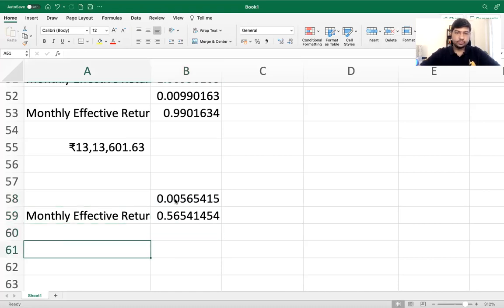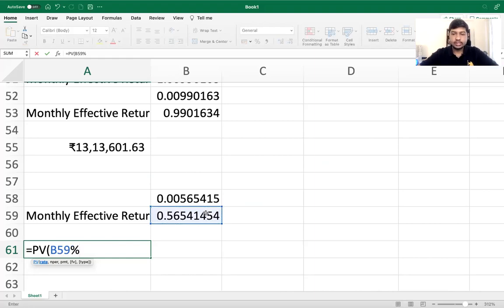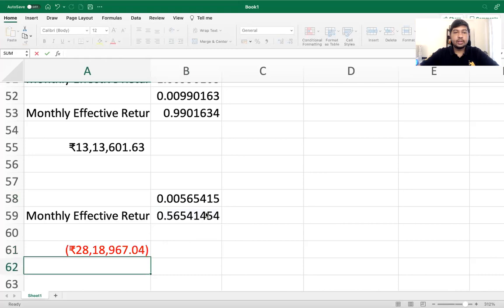So now you need to calculate the corpus required. So PV is equal to the rate, put a percentage sign, comma, 180, comma, PMT will be 25,000, comma, FV will be 0, comma, type will be 0. Okay, type will be 0 because you need the cash flow at the end of the period. So this will be 0, and then close the bracket and then press enter.